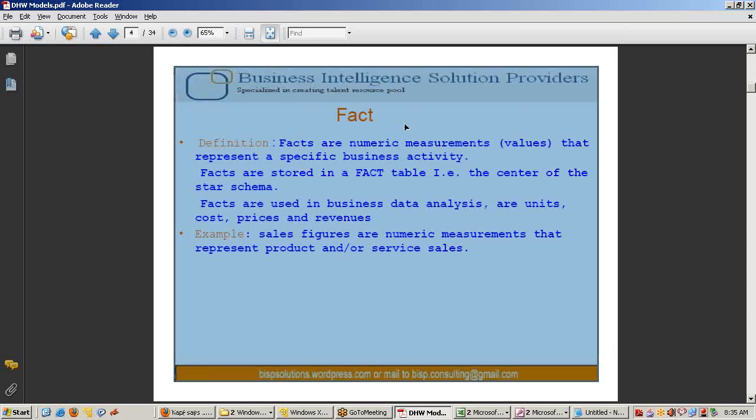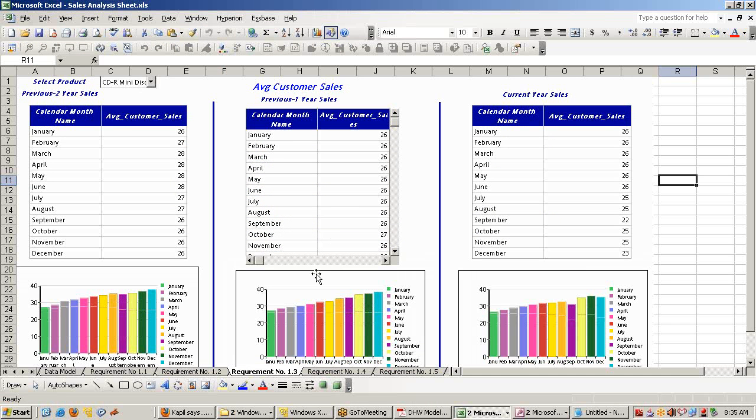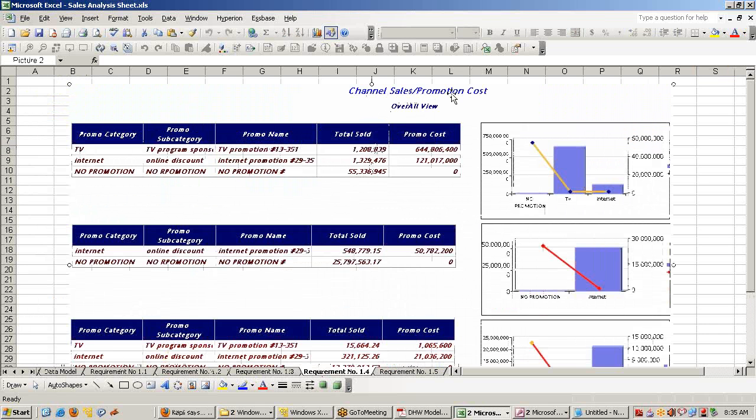The first thing is fact. What are facts? Facts are numeric measurements that represent a specific business activity. Like in this example, any requirement you take, we identify what is a fact. Average customer sales is a fact. Customer name is a dimension. Channel sales versus promotion cost, right? We are doing promotion, we are using various activities to promote the sales. So what promotion mechanisms or instruments are used? As a result of this, the sales has grown by this. So sales growth is a fact. Promotion techniques or instruments are my dimension. Any analysis consists of these two things. We need to figure it out.